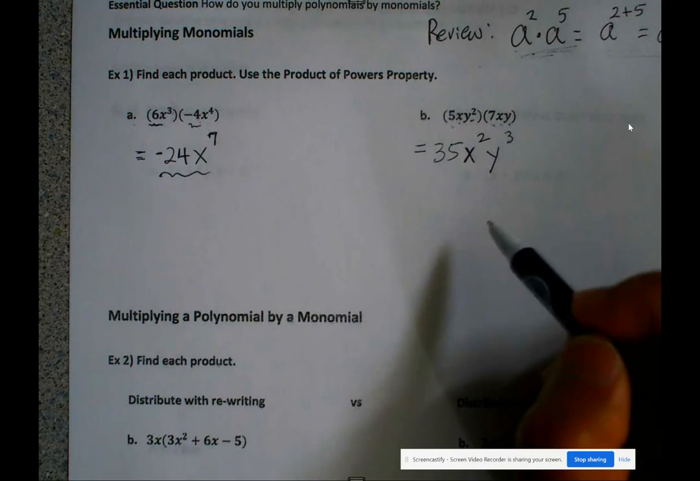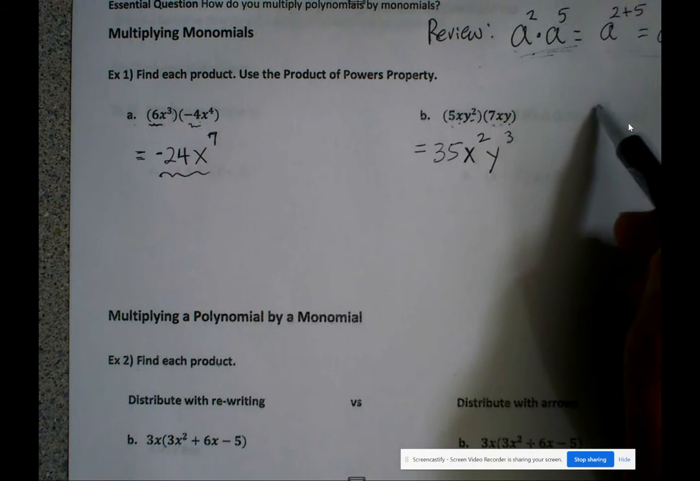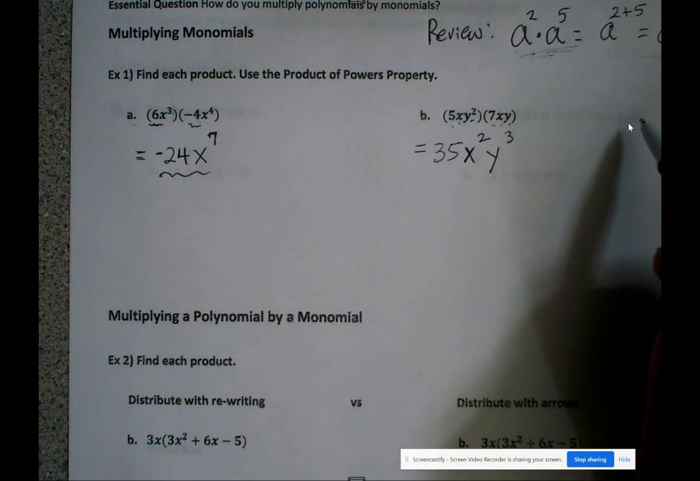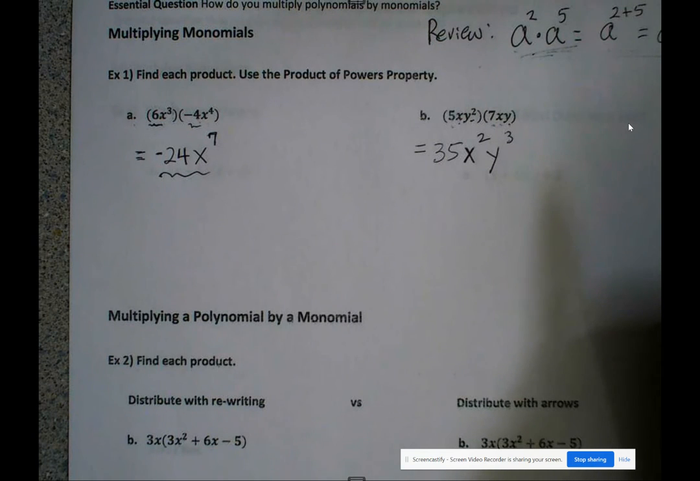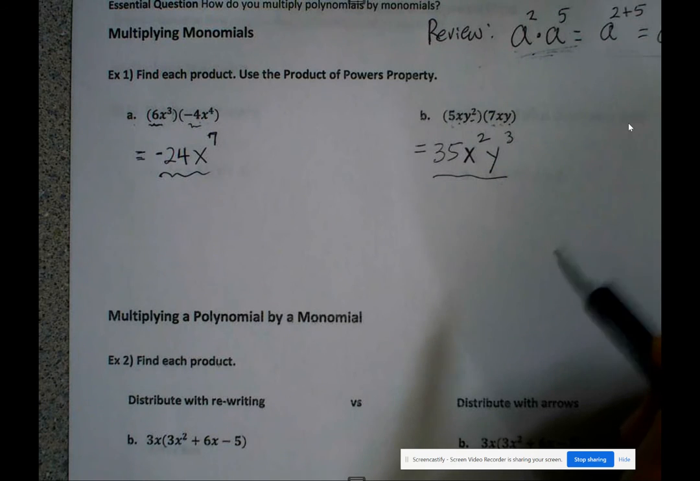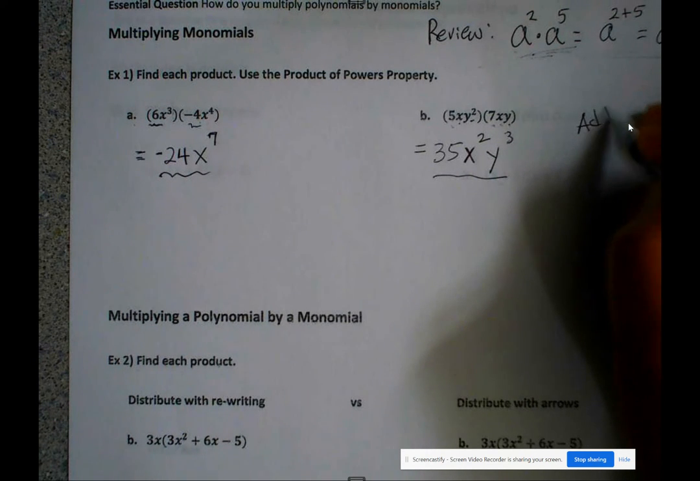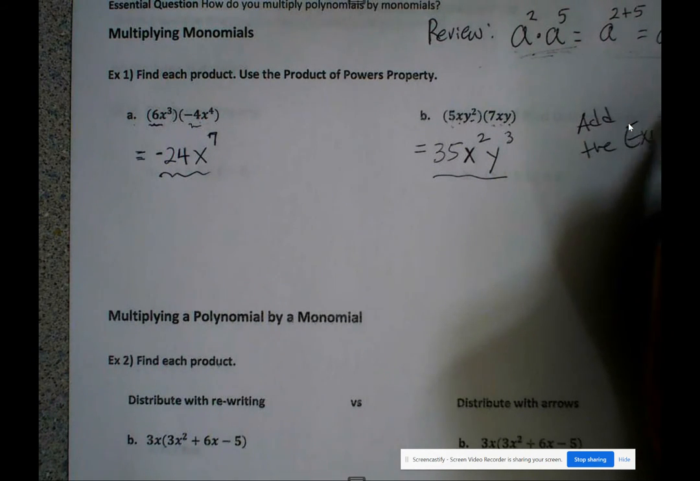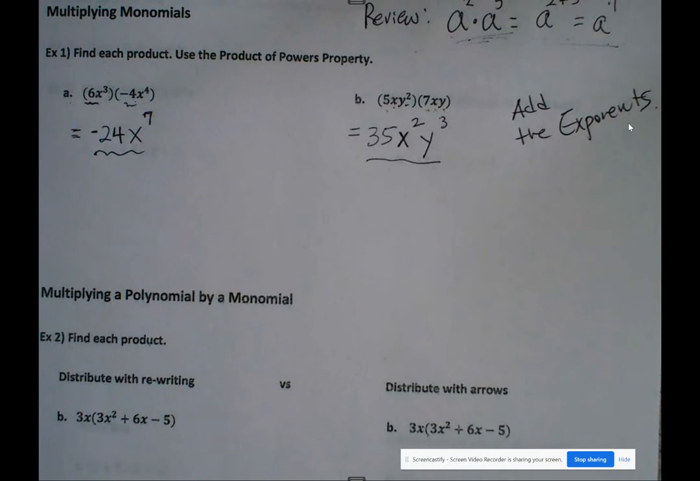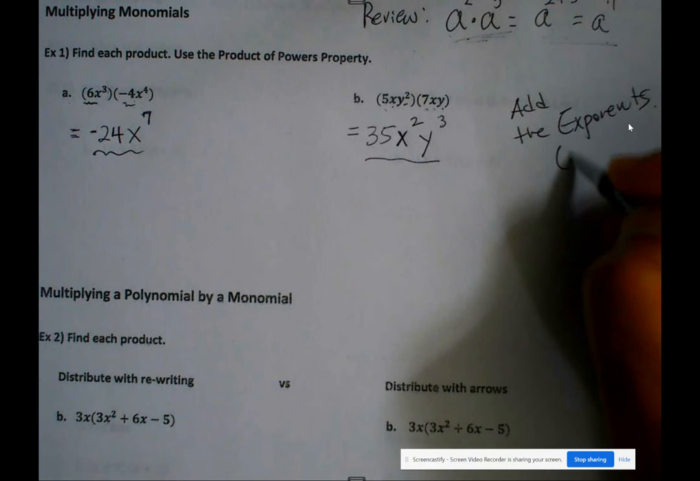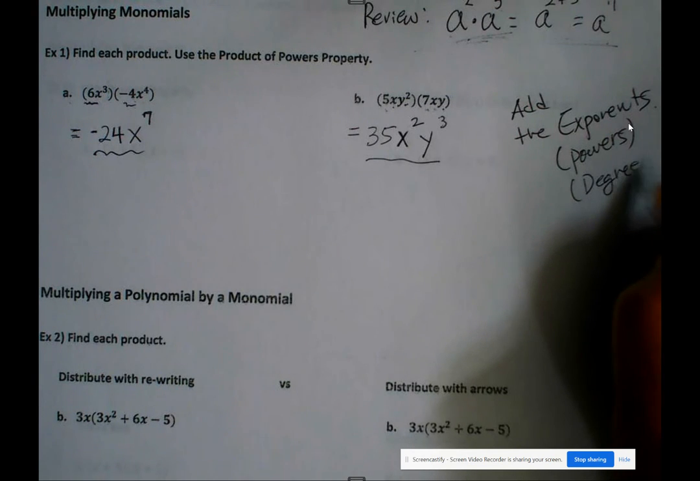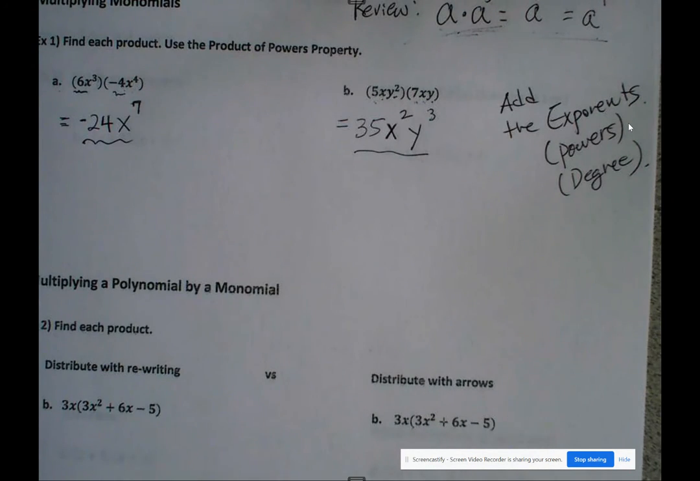If you need to make a little note telling yourself to add the exponents, write that down off to the side so that you can use it during the exam. Those little notes on the side might be helpful. So you can put: add the exponents. Exponents are powers, or sometimes we call them degrees. Same thing.